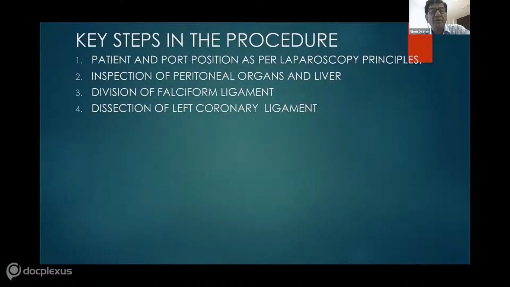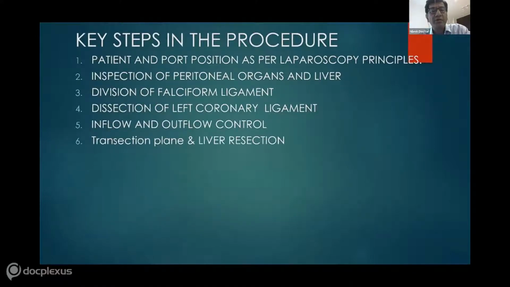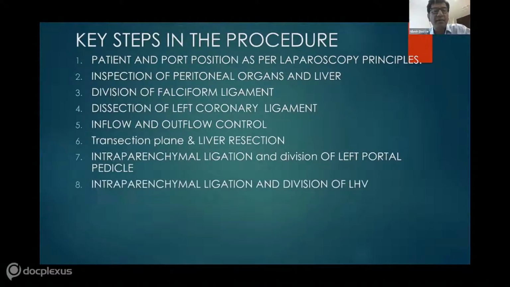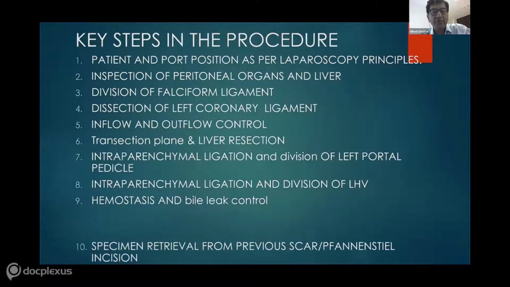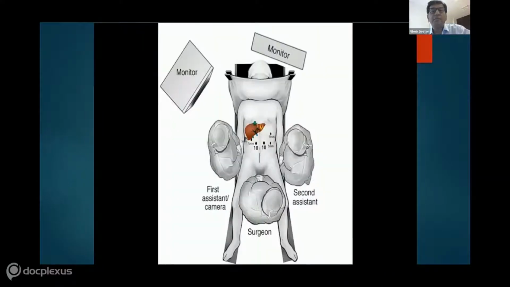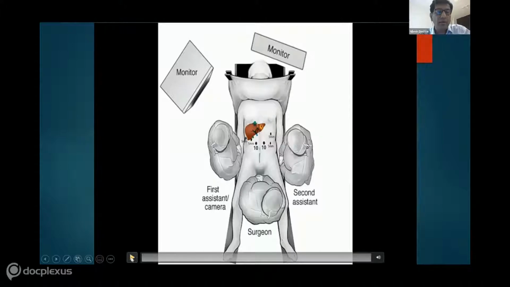Essentially: division of the falciform ligament after inspection of the peritoneal cavity, the left coronary ligament, inflow and outflow control, and the transection plane developed. Before the transection, there is intraparenchymal ligation and division of the left portal pedicle to segments 2 and 3, and intraparenchymal ligation and division of the left hepatic vein, then hemostasis and bile leak control. So this is the video.